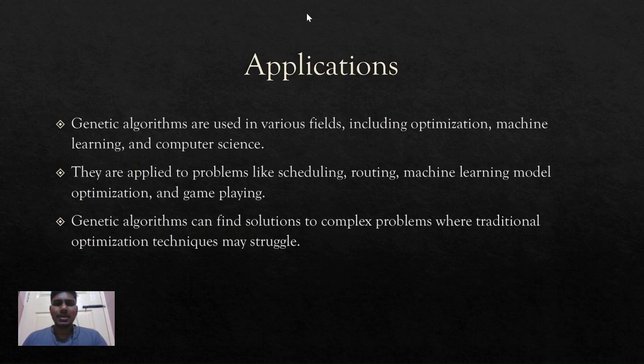Next, we have the applications of genetic algorithm. Genetic algorithms are used in various fields, including optimization, machine learning, and computer science. They are applicable to problems like scheduling, routing, machine learning model optimization, and game playing, like chess. Genetic algorithm can find a solution to a complex problem where traditional optimization techniques may struggle.